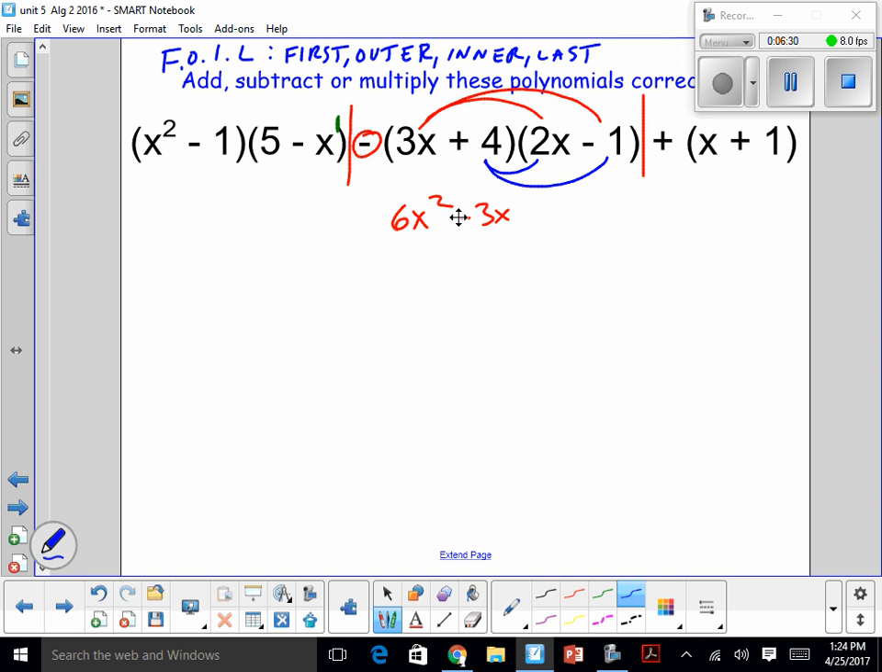Here it comes. Let's see. 4 times 2x. Someone please give it to me. 8x, I appreciate that. And then the last one, 4 times the negative 1, something different. Negative 4. This is the big deal.